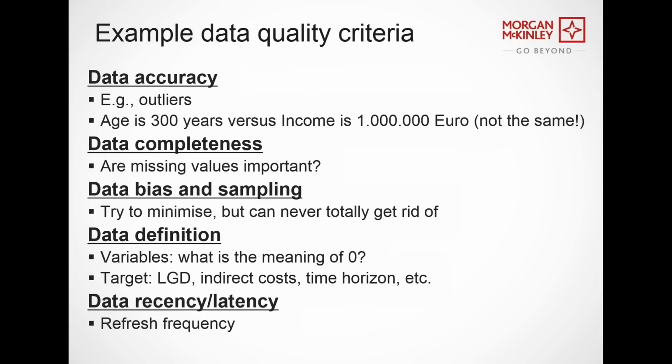Age is 300 years is definitely an outlier. That cannot be true. Something's wrong there. Income is 1 million euros is maybe an extreme observation, but not necessarily invalid. If you have a rich person, then income 1 million euros could be a valid observation.